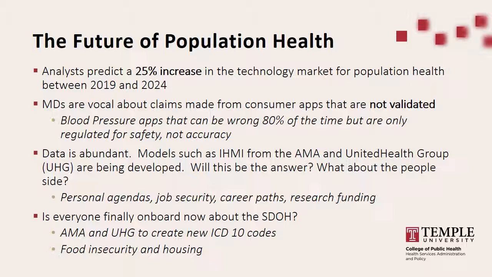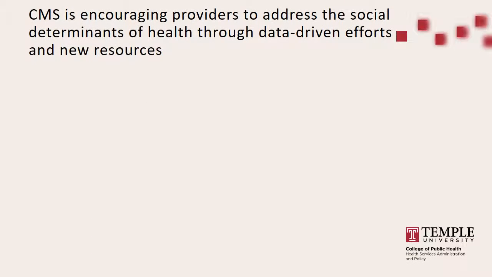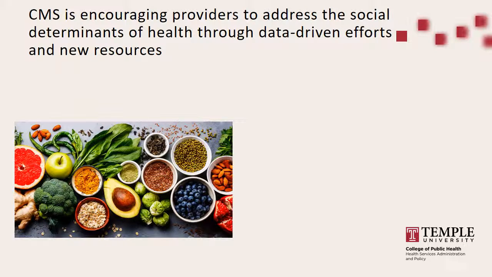The American Medical Association and United Health Group are working together to create new ICD-10 codes, and this will include many of the social determinants of health beyond the current Z codes for things like food insecurity and housing. CMS, the Centers for Medicare and Medicaid Services, are encouraging providers to address the social determinants of health through data-driven efforts and new resources.